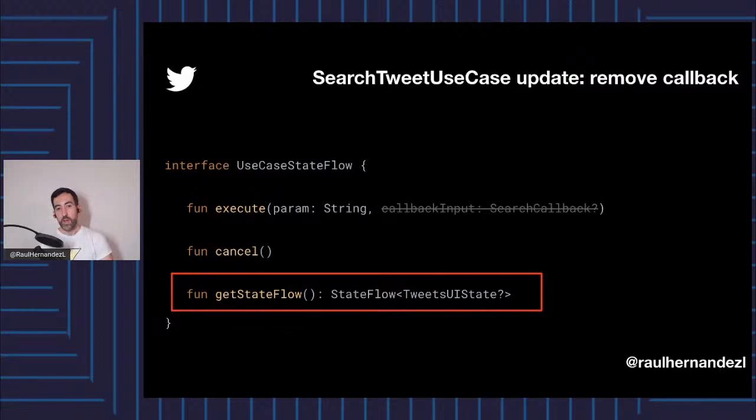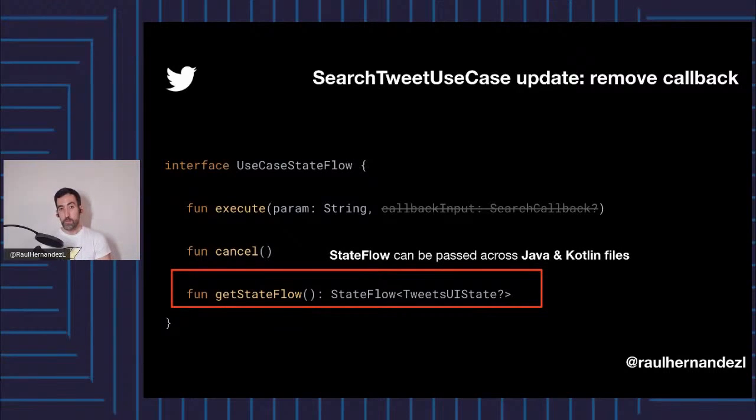This StateFlow is going to be the return type, and this is going to embed a tweet UI state. We'll see later what this is about, but it's basically a sealed class. And this is going to be nullable in this particular case. StateFlow, as I mentioned earlier, can be passed across different Java and Kotlin files, so that's going to be very useful for this particular kind of hybrid project.